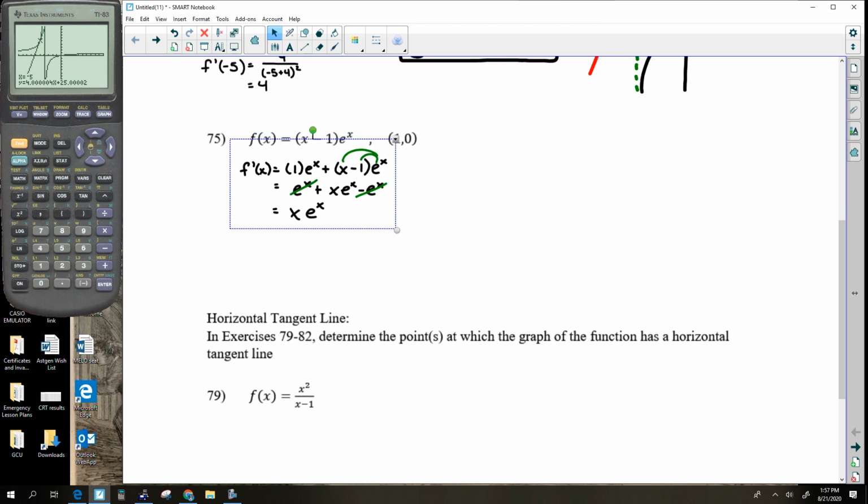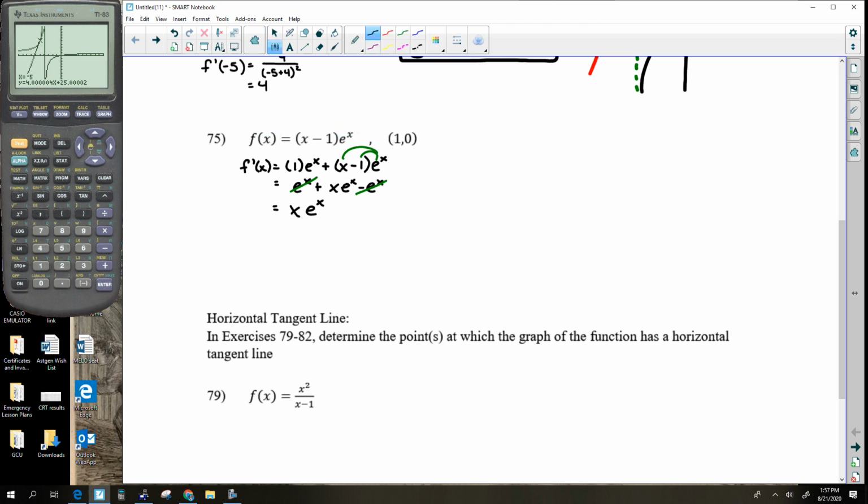Hopefully they'll be kind to us when they get us to this point. And so we want to know what is the slope when x is equal to 1. That's going to be 1 e to the 1. This is going to be a constant, obviously it is a value. So that is 1 e to the 1, or aka just e. My slope is e. That's a number. E is a number.